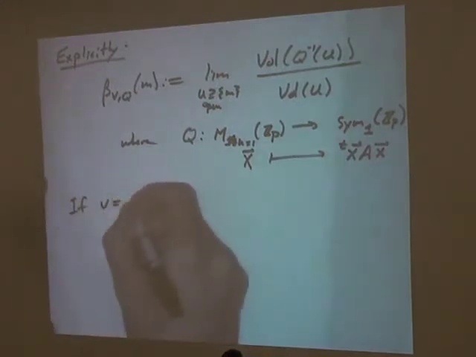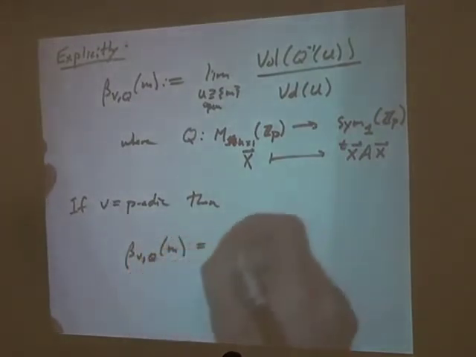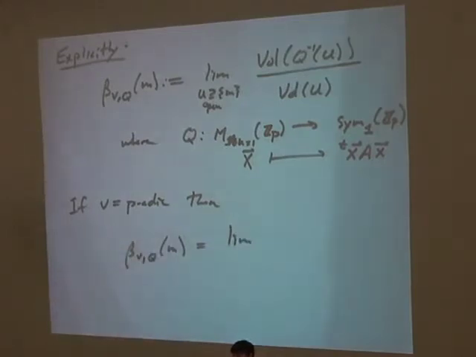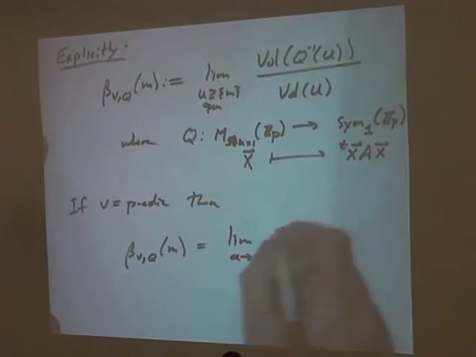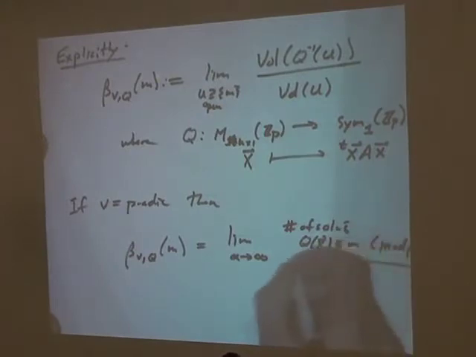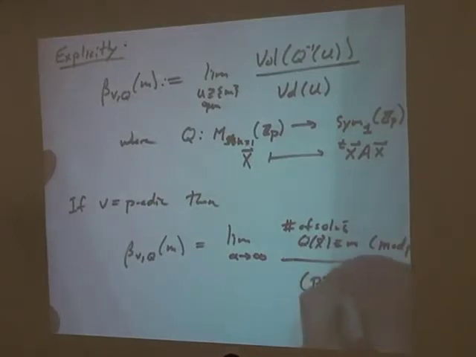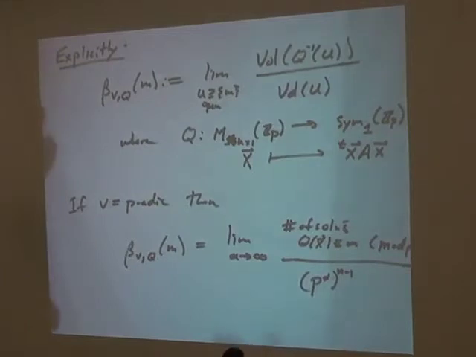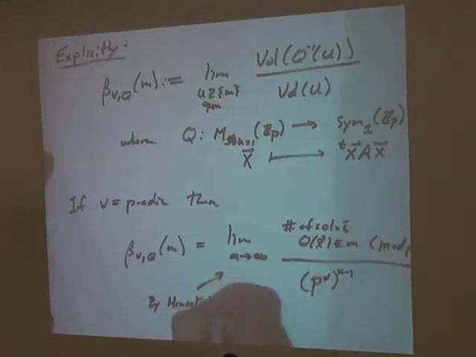So if it happens that v is equal to a p-adic place, then you can re-express this local density as a limit of mod powers of p by choosing a certain family of open neighborhoods going towards u. So the family given by powers of p, the natural one for that filtration. So here you can think of a limit as alpha goes to infinity of the number of solutions q of x is congruent to m mod p to the alpha, over the expected number of solutions. So this is a hypersurface in n-dimensional space. And so this is p to the alpha to the n minus 1. So this is some explicit thing you can compute. And there's some limit we're taking here. But the nice thing about this is by Hensel's lemma, this limit is eventually constant.